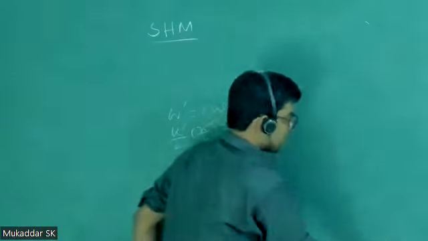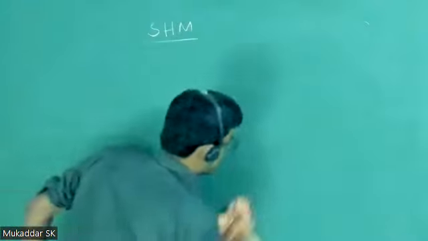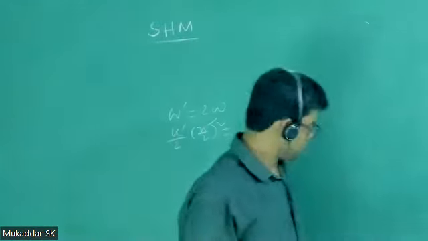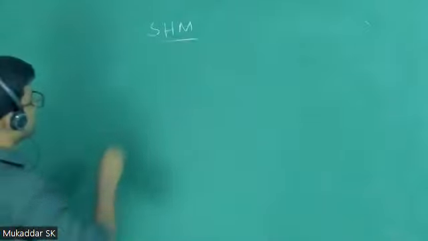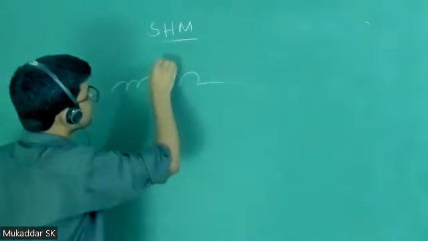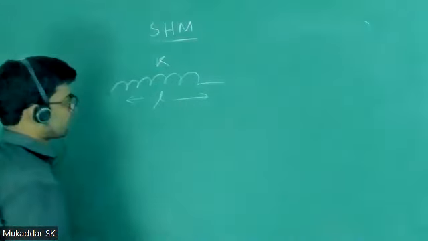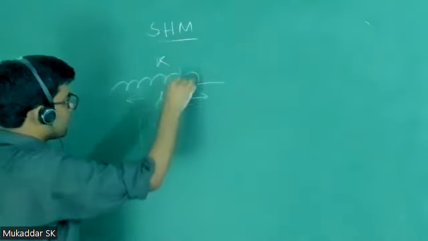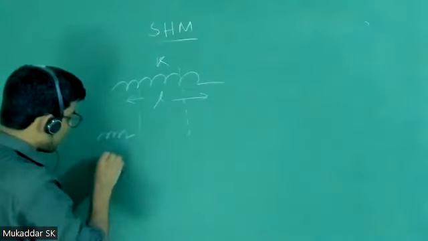So the spring block system is one of the examples of simple harmonic motion. Now suppose you have a spring whose spring constant is k and whose length is, suppose, l. You have divided the spring into 3 equal parts, and what is the length of each one?